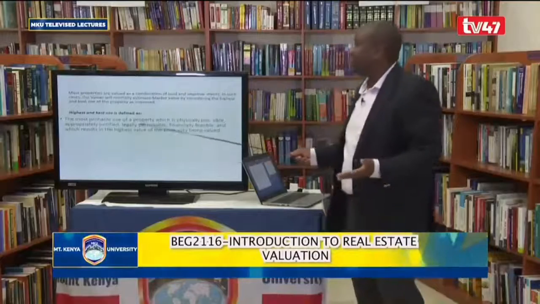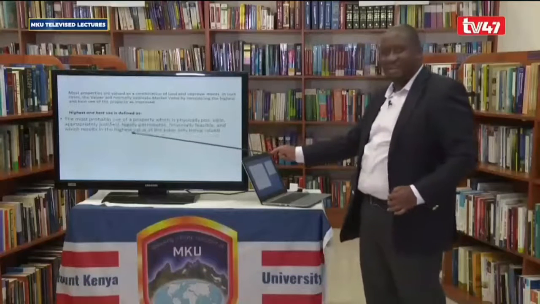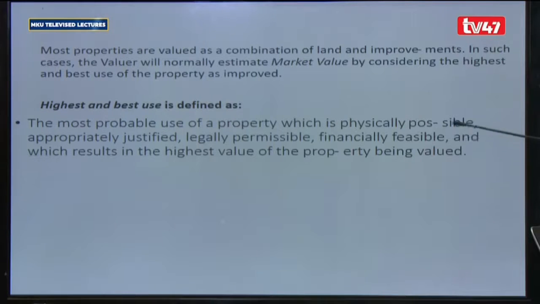It is defined as the most probable use of a property which is physically possible, appropriately justified, legally permissible, and financially feasible, and which results in the highest value of the property being valued. So the key things: physical possibility, justification, legal permissibility, and financial feasibility. A use satisfying those characteristics and producing the highest value becomes the highest and best use of the property.